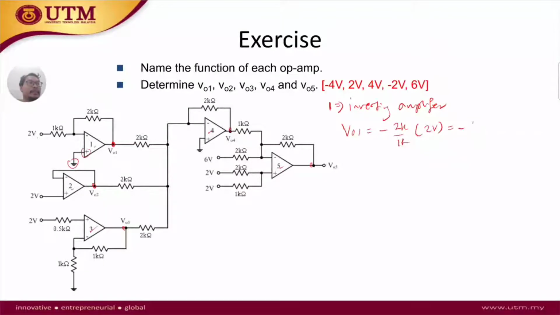So here you should get negative 4 volts. Okay, so this is the equation for your inverting amplifier. And then what about number 2? So number 2 we have, this is the simplest one. So here is 2 volts. This is number 2. It's called a unity follower, whereby your VO2 is simply equal to 2 volts.